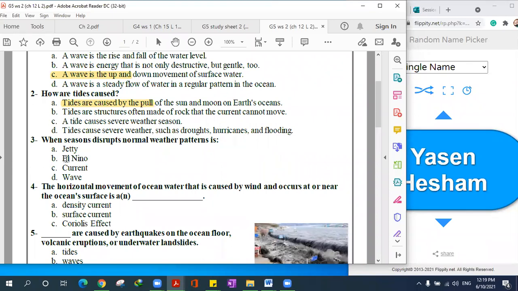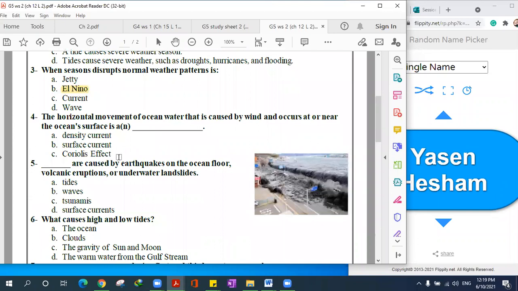But this question is not going to be included in the term exam. El Nino was for reading only. Yes, I know. I just said it's not going to be included in the term exam. That doesn't mean it's not in the worksheet. So it's only to give you information. Number 4.